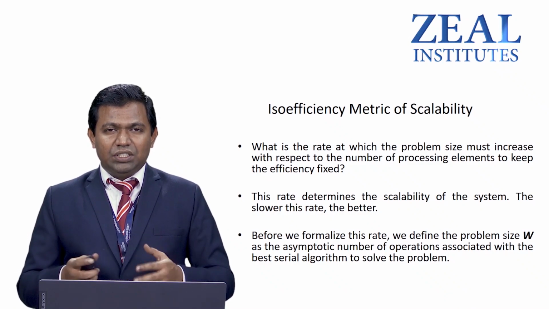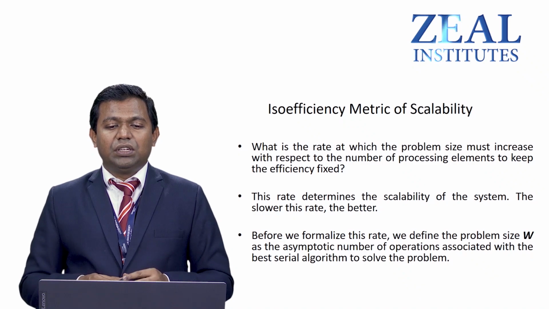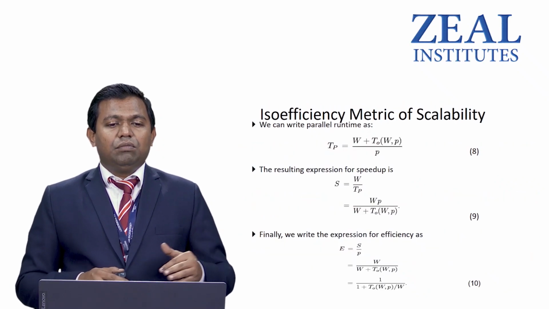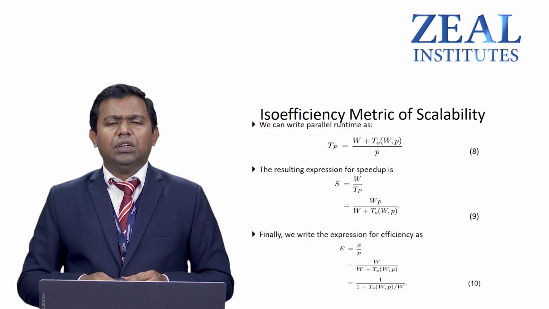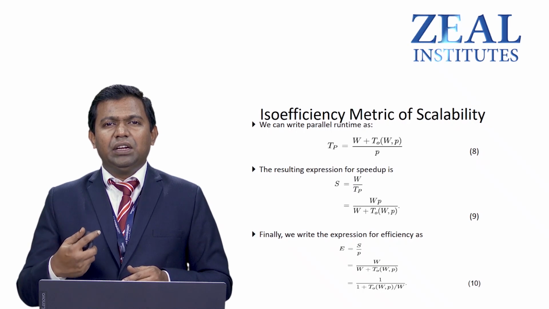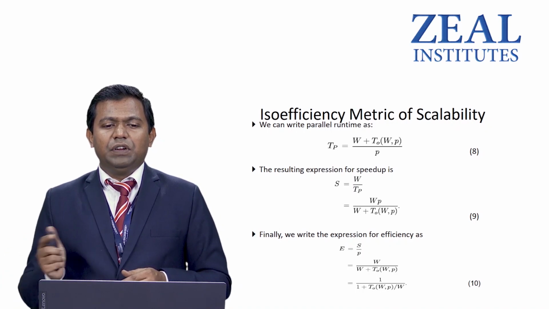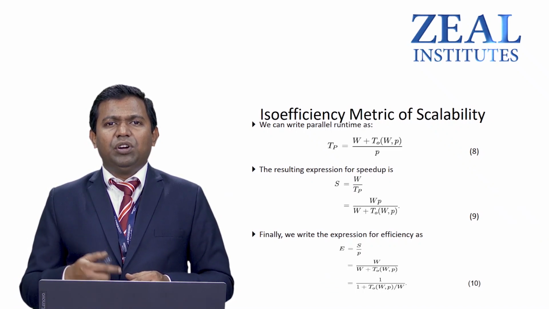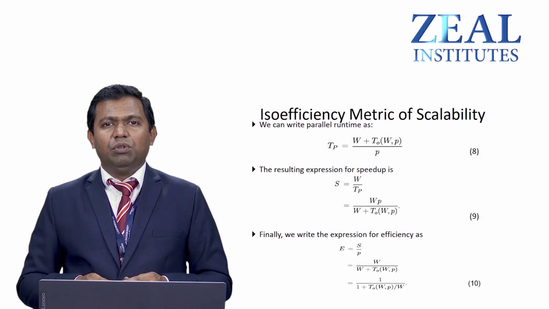Before we formalize this rate, we should define what we mean by problem size, which is W, as the asymptotic number of operations associated with the best serial algorithm to solve a problem. We can write the parallel runtime, that is T_P, as (W plus T_0(W, P)) divided by P. The resultant expression for speedup is S equal to W by T_P, which is equal to WP divided by (W plus T_0(W, P)). Finally we write an expression for efficiency as E equal to S by P, which is equal to W upon (W plus T_0(W, P)). It is equal to 1 by (1 plus T_0(W, P) divided by W).